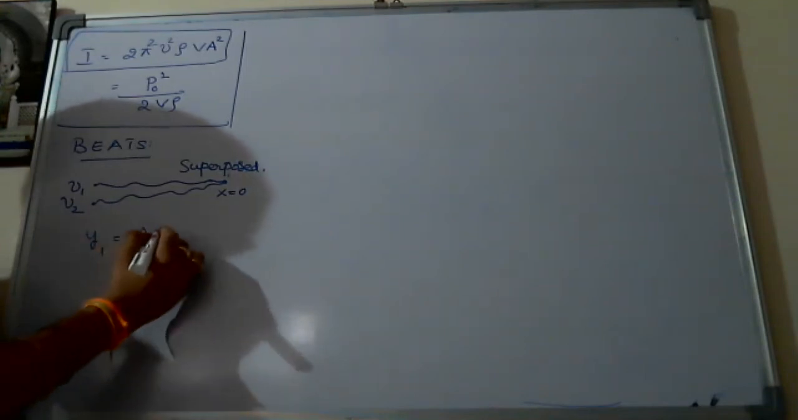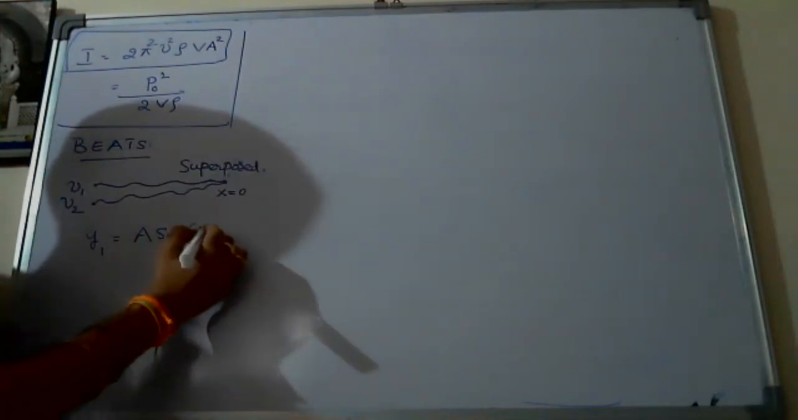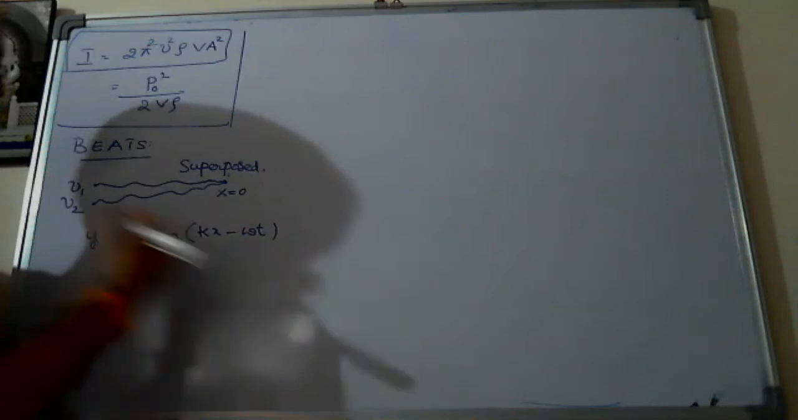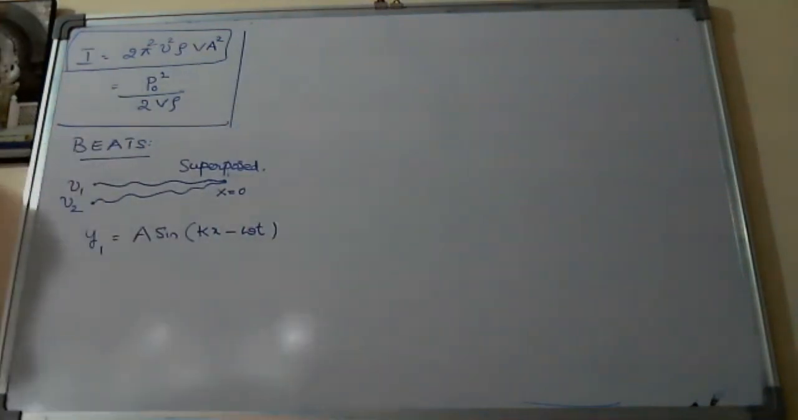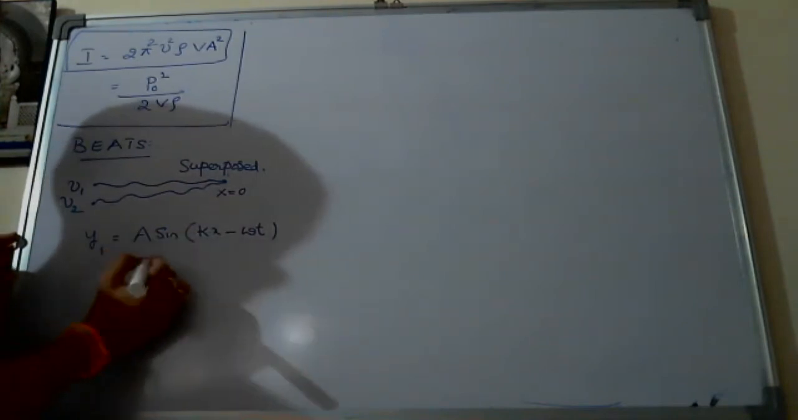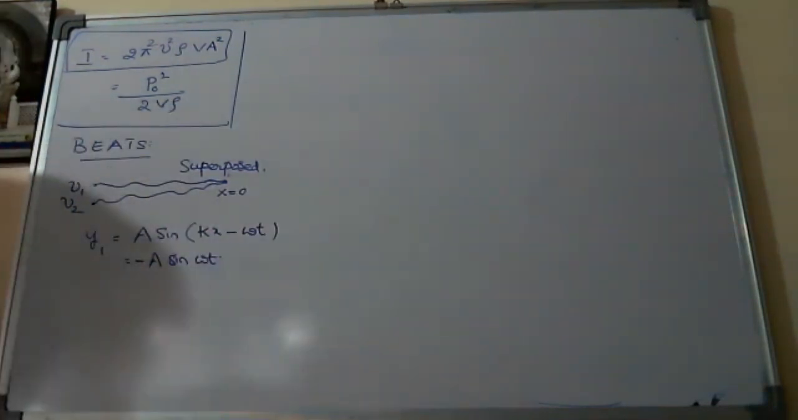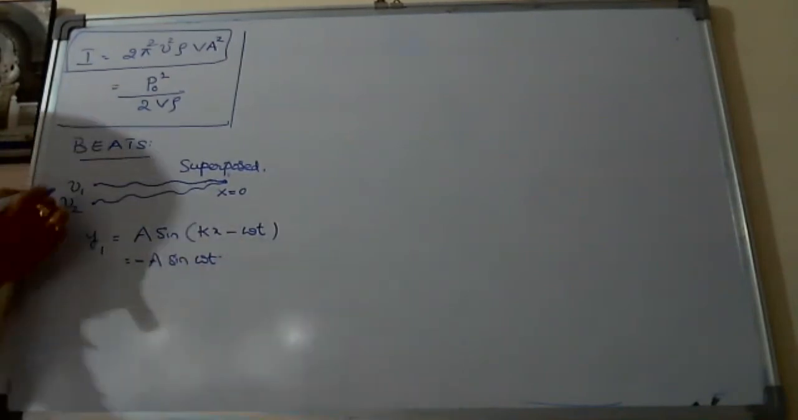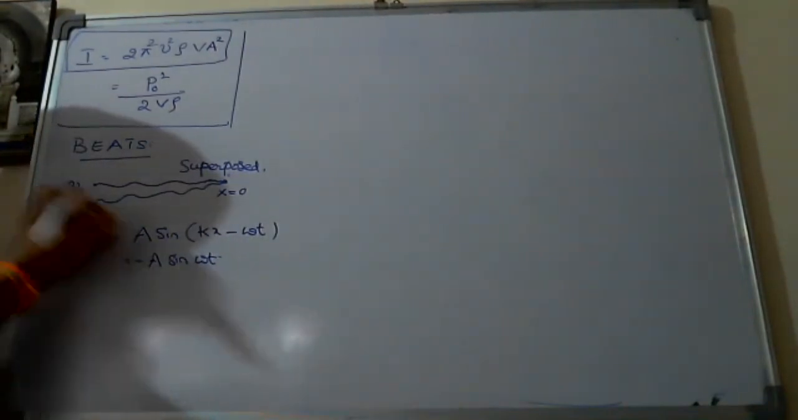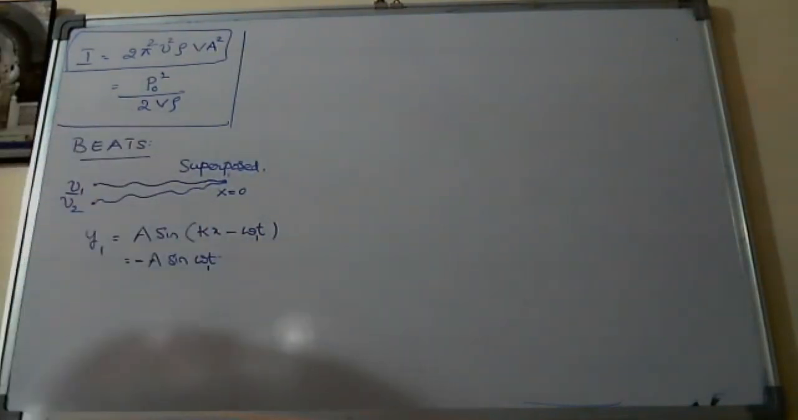Generally, we write A sine. Why? Because they are traveling towards the positive x axis. A sine (kx minus omega t). Here at x is equal to 0, this is A sine of minus omega t, which is minus A sine omega t. That is our first wave. Frequency is mu1, that's why here I write it as omega 1. Frequency is changed means omega will be changed.